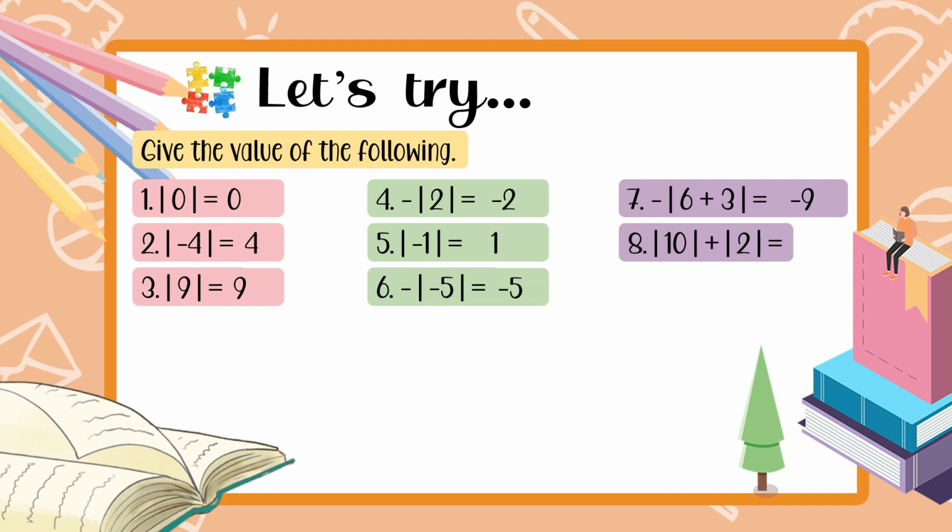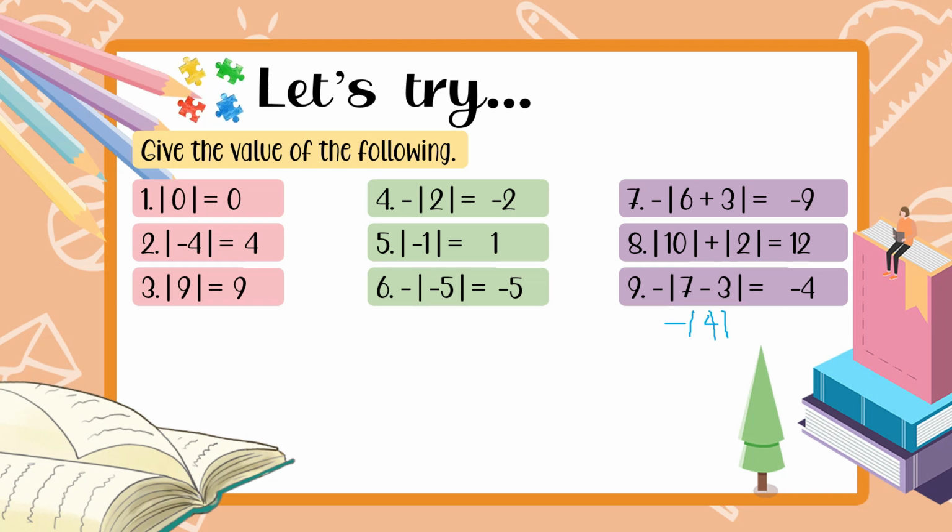Next, absolute value of 10 plus the absolute value of 2. So, the absolute value of 10 is, of course, 10. The absolute value of 2 is 2. So, 10 plus 2, we have positive 12. Next, the negative absolute value of 7 minus 3. So, 7 minus 3, we have 4. Okay? So, ang natira, the negative absolute value of 4. So, the answer will be negative 4.